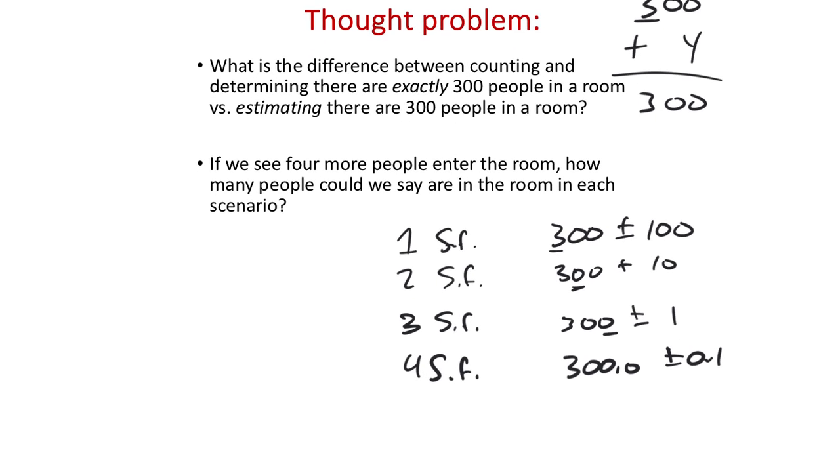And let's just wrap this up for the counted. That's 300 exactly. When we count 300 students, if we counted 300 students in this room, that's an exact quantity. When we start thinking of how many digits are significant in that quantity, it's like 300.0 out to infinity digits that are significant. So this would be an infinite number of sig figs.